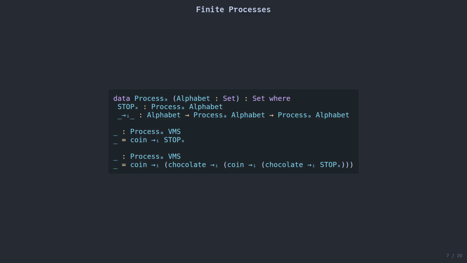The reason is simple. We define process in Agda as an inductive type. The examples on screen show two finite processes. One accepts a single coin and then stops. The other alternates between coin and chocolate and then stops. To model processes that can run forever, we need a different idea. Instead of an inductive type, we need a co-inductive one. A co-inductive process does not have to end. It can always offer another step.